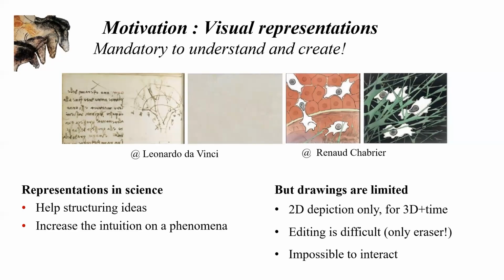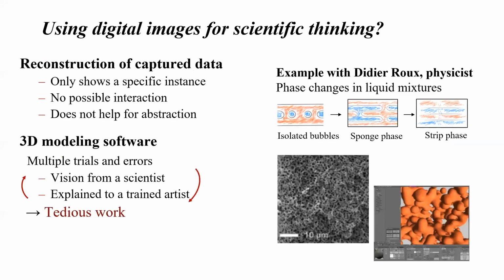But drawings are limited because they are only two-dimensional. You would need drawings over time, and editing them is difficult. You just have an eraser, and it's impossible to interact with the drawing. And this is where digital images come in. What is good with digital images, of course, is that you can reconstruct captured data. But when you reconstruct captured data, they show only one specific instance of a phenomenon, and you cannot easily choose which instance. There is no possible interaction. And also, it doesn't help for abstraction. So it doesn't play the same role as a sketch.